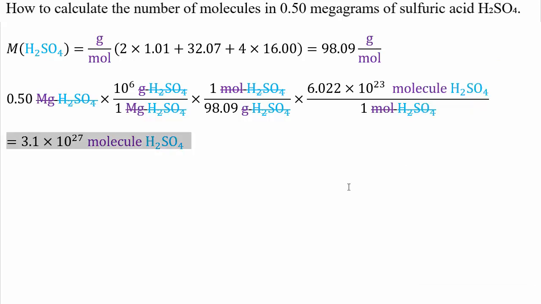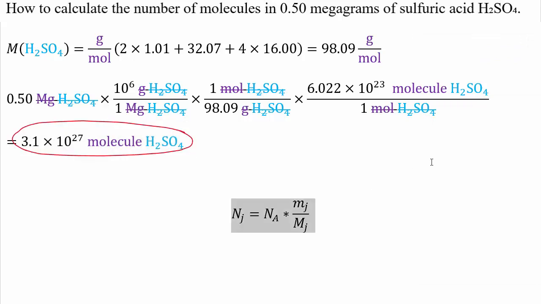To apply the theorem, we select the corresponding one from our formula sheet, which indicates that the number of molecules, represented by italic N subscript J, is equivalent to the product of Avogadro's constant times the given mass divided by the molar mass. We simply follow the equation.